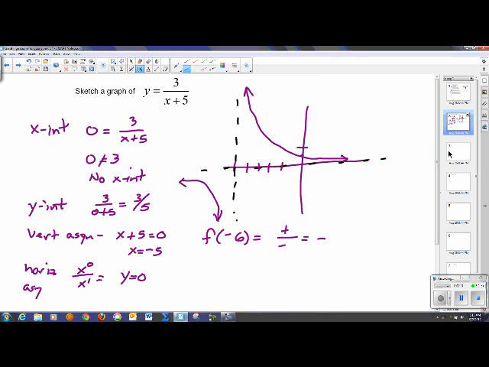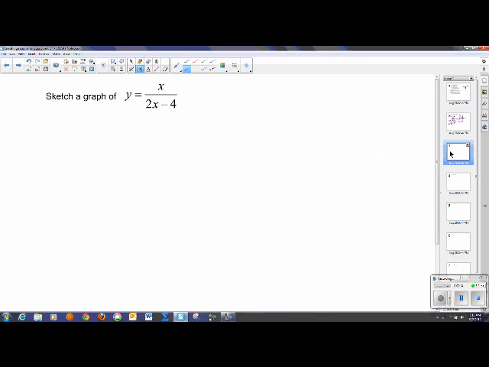Let's move to the next example. Step it up a little bit. Okay, now in this example, once again, we're going to find our intercepts. X-intercept.